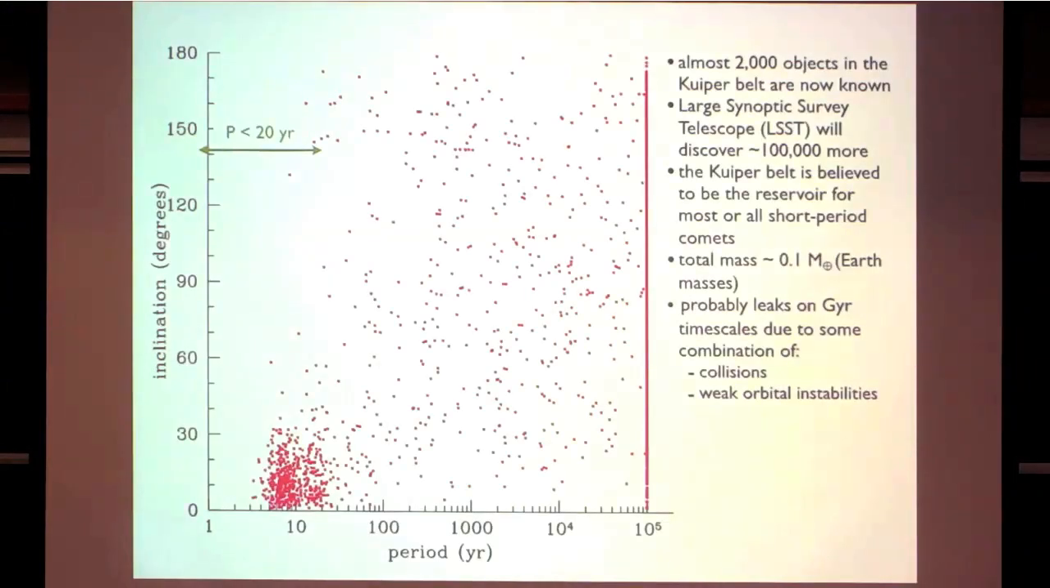So we now believe that the Kuiper belt is the reservoir which produces all of these comets. We have something like 2,000 objects in the Kuiper belt now with well-determined orbits. The Large Synoptic Survey Telescope, which should be operating in the next few years, will discover somewhere between 50,000 and 100,000 more. The total mass is about a tenth of an Earth mass.